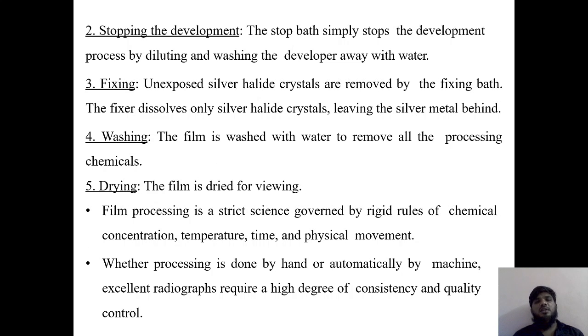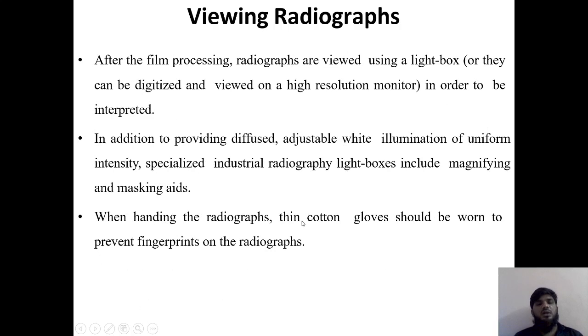Okay, stopping the development. How are we going to stop the development to prevent further formation of silver? We take the film and keep it in water and dilute it by washing it. When you are diluting it, the electrons which are formed will be washed away. The unexposed silver halide crystals are removed by the fixing bath. When you keep it in a bath, the silver halides which were not converted will flush off with the water, leaving behind the silver on the paper. After that we are going to dry it.